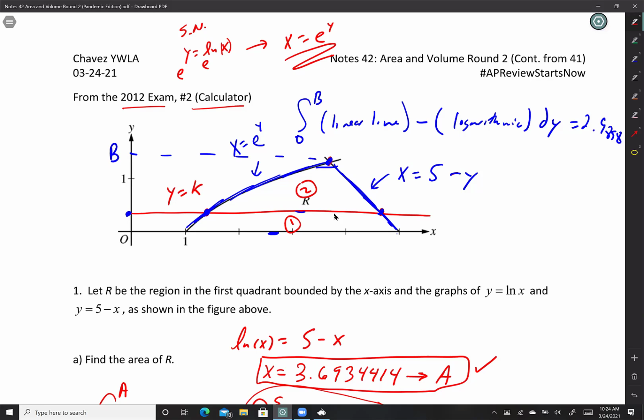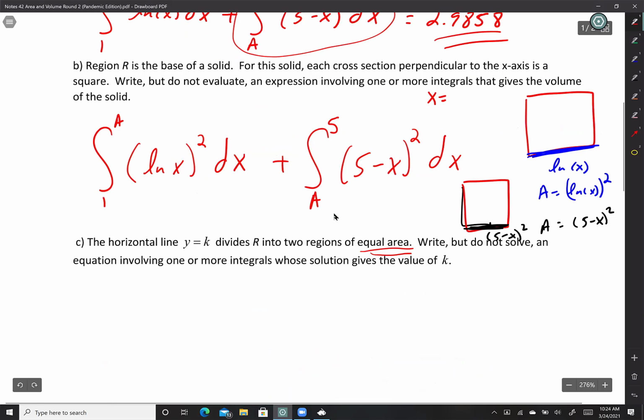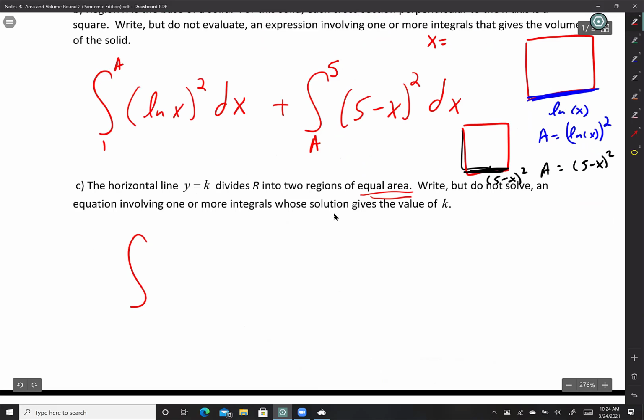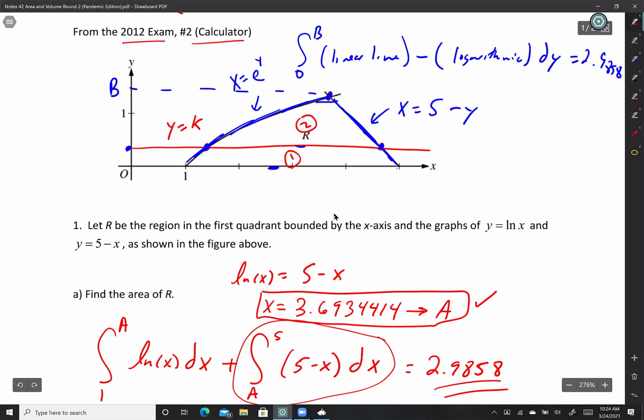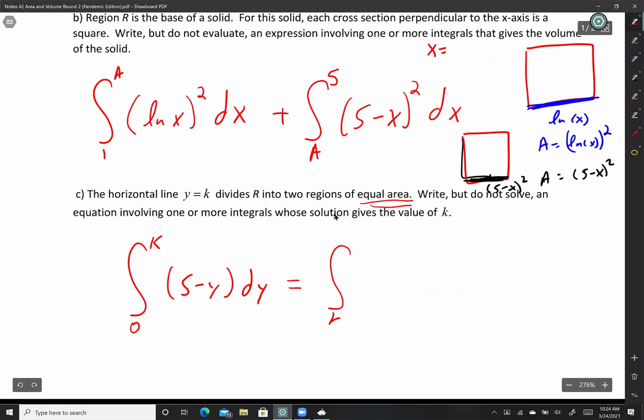All right, here we go. Integral from 0 to k. What is always on top? The linear line. 5 minus y dy. There's so many answers. Equals, that better equal the integral from k. Oh, I don't know what that top value is. Okay, I'm going to find it. I wrote it as b already.